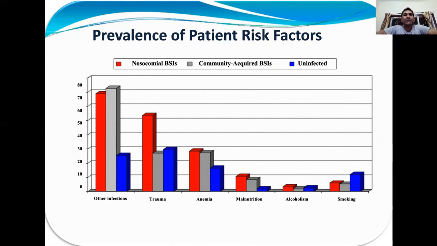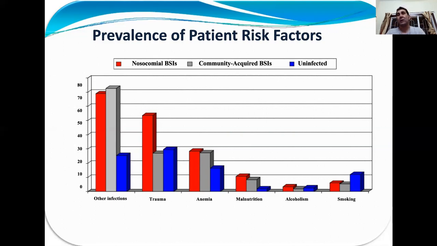In this research project, the researcher measured the prevalence of patient risk factors. Any patient admitted in the hospital goes through different types of risk factors. He measured different types of patients with different types of disease, who went through three types of infections which are most frequent in the hospital. The first is called nosocomial infection.